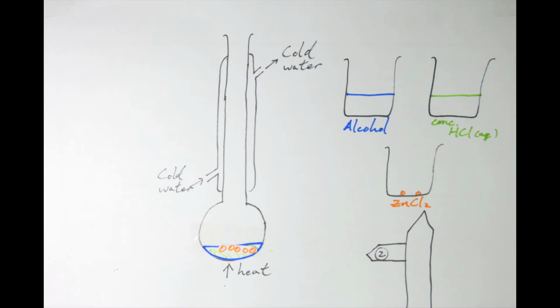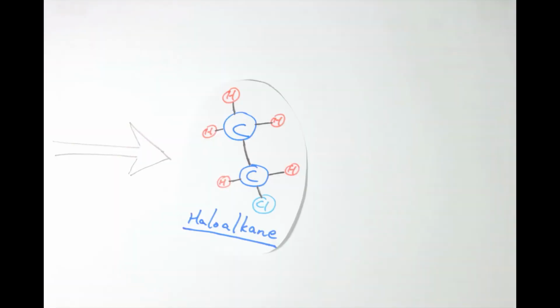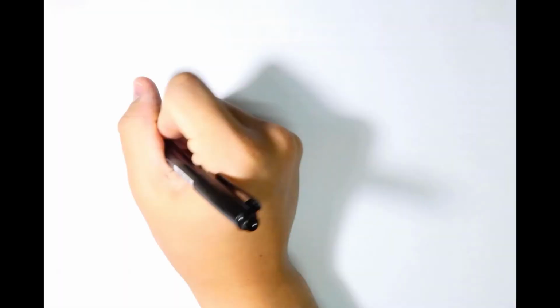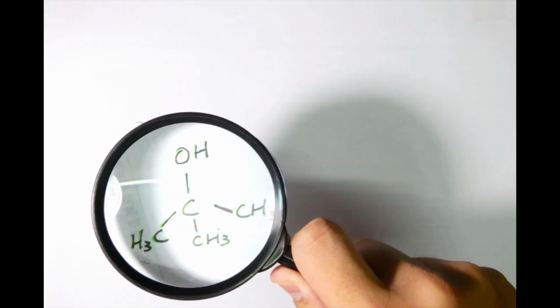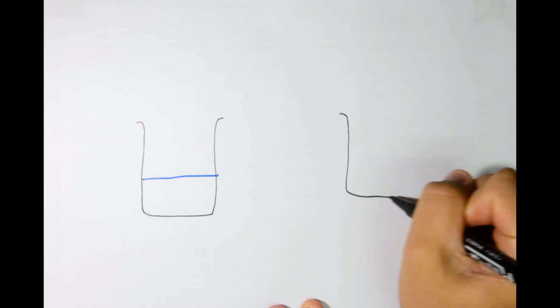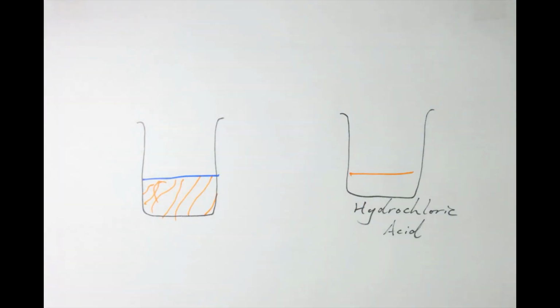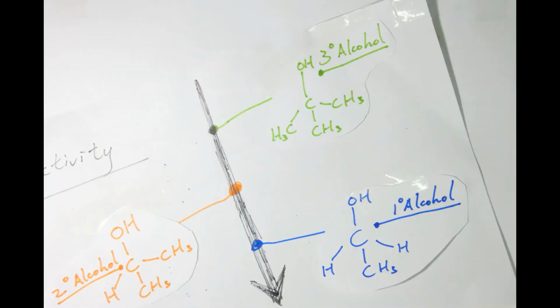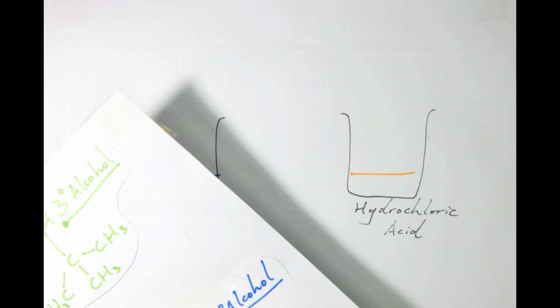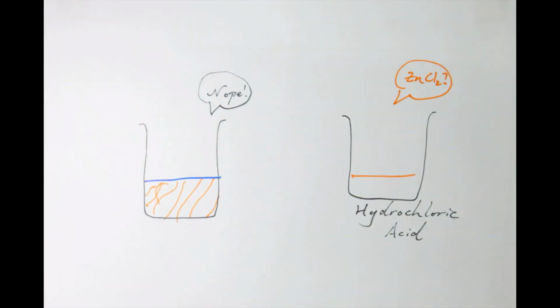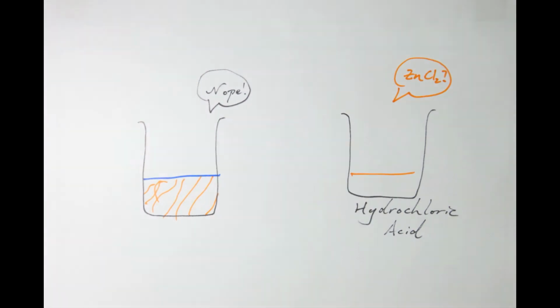chloride as catalyst. These reactions will give haloalkane and water as products, but if the alcohol you are using is tertiary alcohol, you will see the reaction right after you have added concentrated hydrochloric acid in. This is because the reactivity of tertiary alcohols is so high that it doesn't require a catalyst.